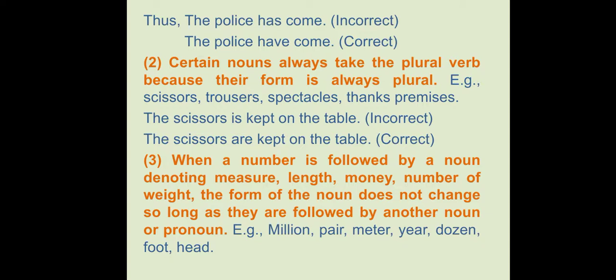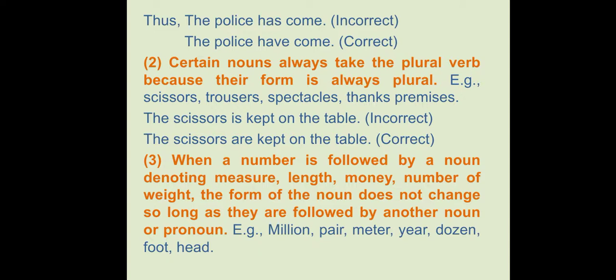Example: the scissors is kept on the table. This is incorrect. The scissors are. Always we need to use a plural verb with this sentence. So the sentence is like this: the scissors are kept on the table.